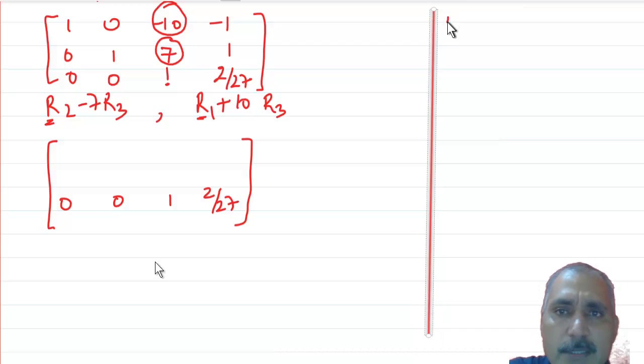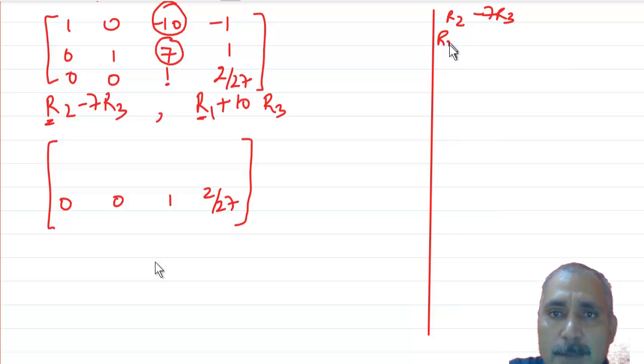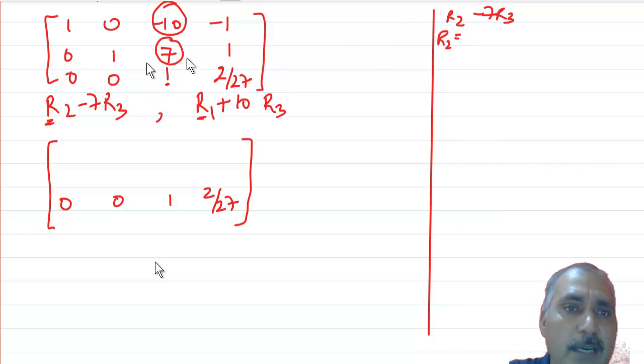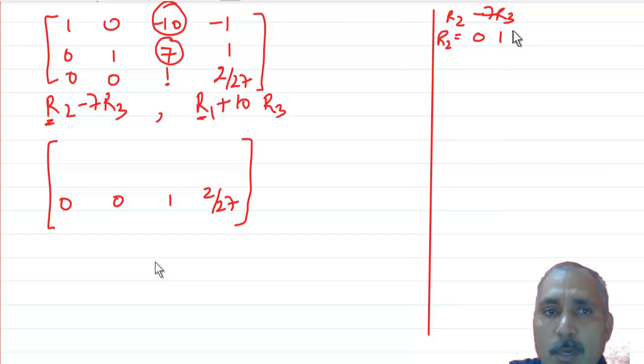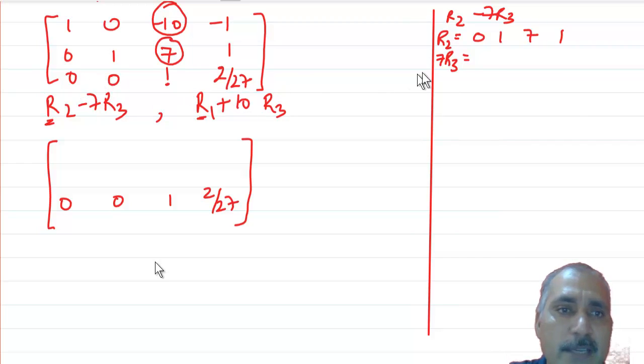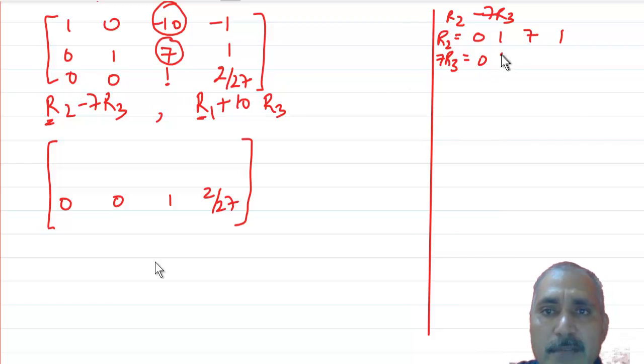Now we have R2 minus 7 times of R3. R2 elements are 0, 1, 7, 1, and 7 times of R3, that will be, we will multiply this R3 by 7, so it will become 0 into 7 is 0, 0 into 7 is 0, 1 into 7 is 7, 2 upon 27 into 7, 2 7s are 14, it will become 14 upon 27.